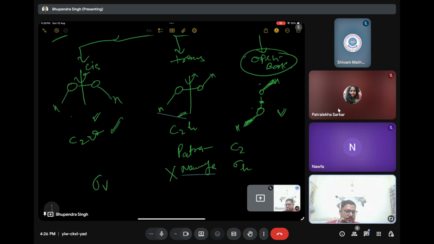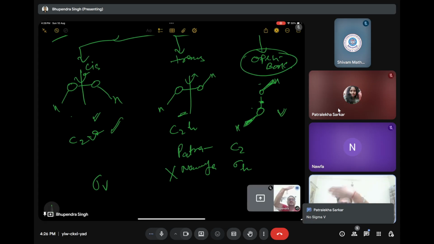Anywhere. Just imagine, let's say I told you this is sigma. This is your structure. Now try to find out where sigma V is. Sigma V, you know, always contains the principal axis. So this was your principal axis.